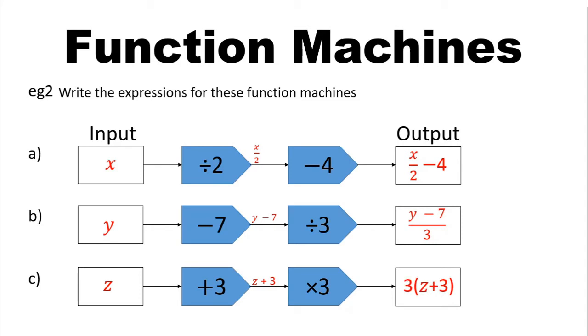So 3 bracket z plus 3 would force me to work out what's inside the bracket first, so do the addition first, and then multiply my answer by 3. This expression can be simplified by expanding out the brackets.